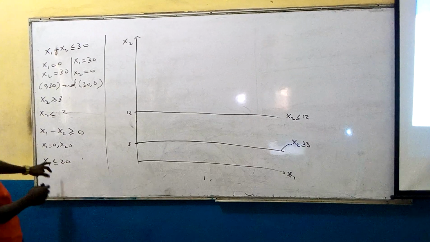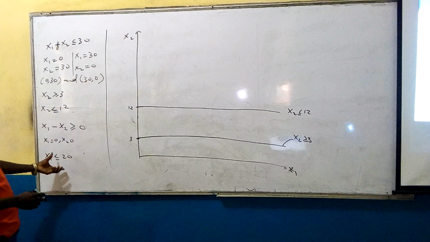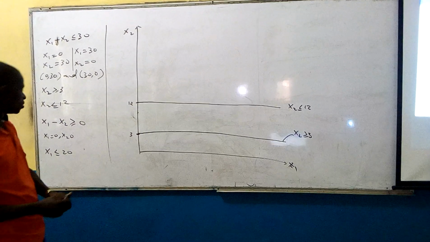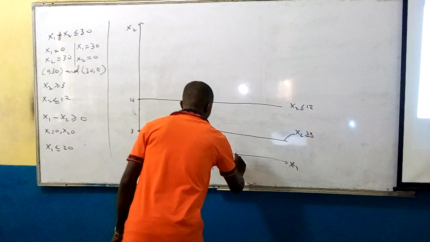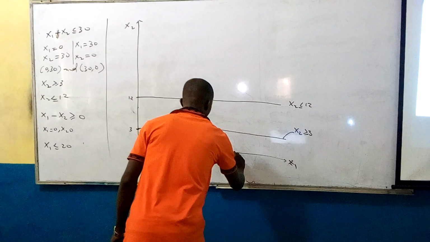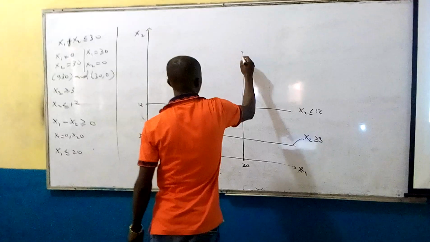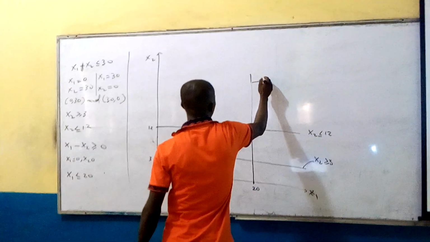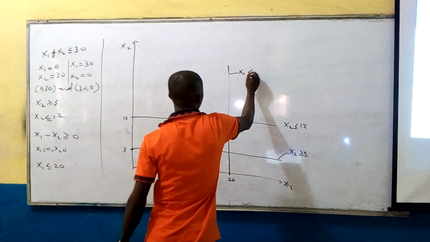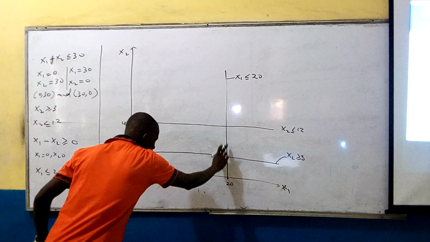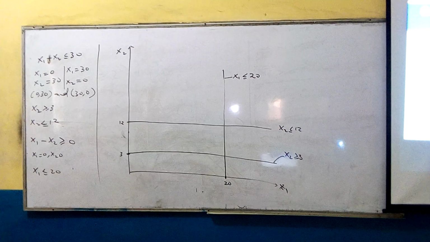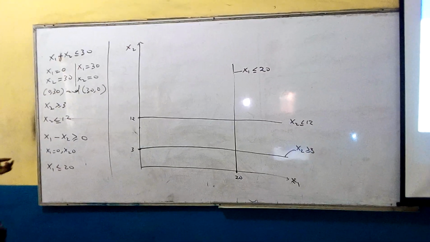Then x1, let's come here first. x1 should be less or equal to 20. So if this is 20, x1 should be less or equal to 20. That means to the left. So that means we're dealing with this region. Let's continue and see.